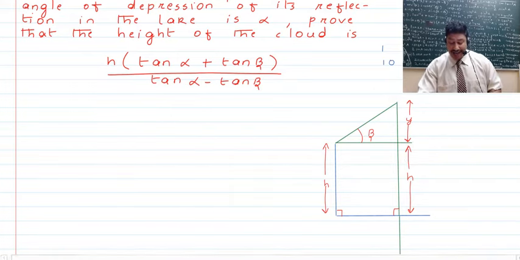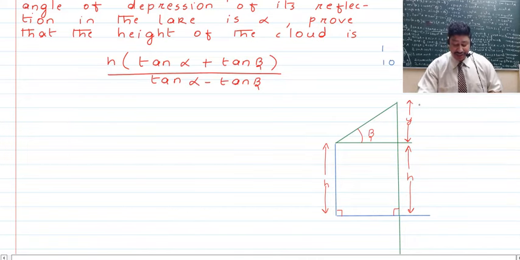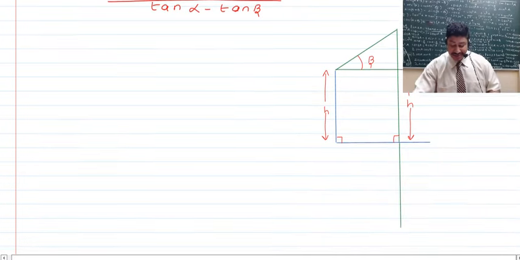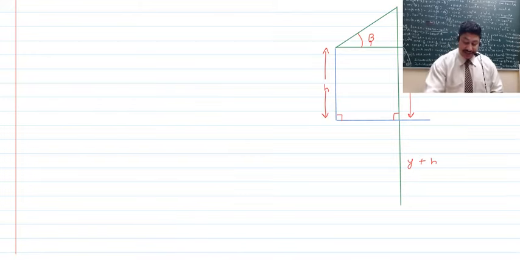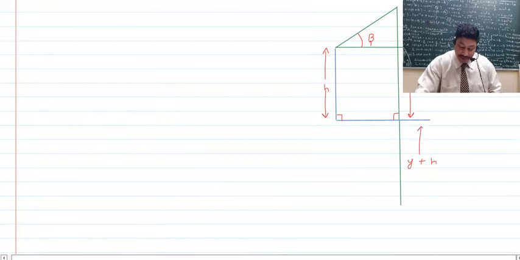Now, as the height of the cloud above the lake is y plus h, the same distance y plus h is going to be this distance. That is the distance it has underneath the lake surface, right? So as such, now we're going to make the image of the cloud in the lake.